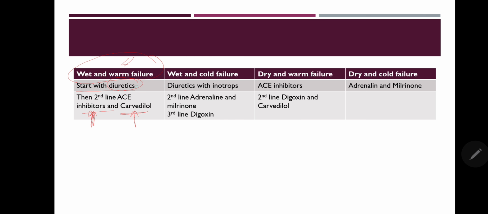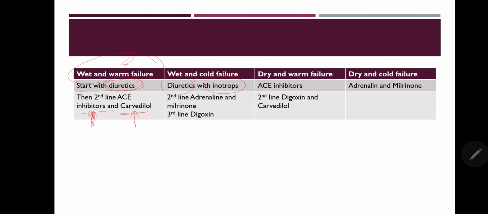So we start with diuretics, and when the symptoms are not improving, along with diuretics, give ACE inhibitor and carvedilol. Next is wet and cold failure. That means the patient has symptoms of right heart failure along with shock. So we start with diuretics along with inotropes.